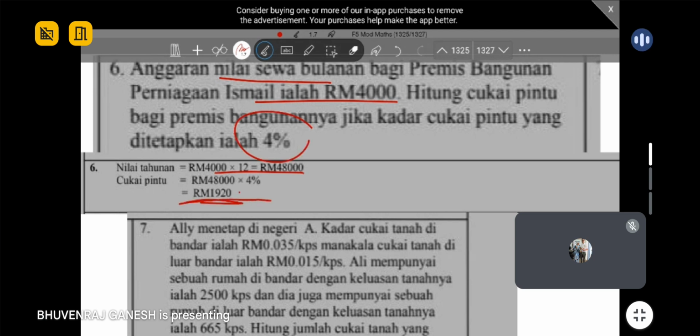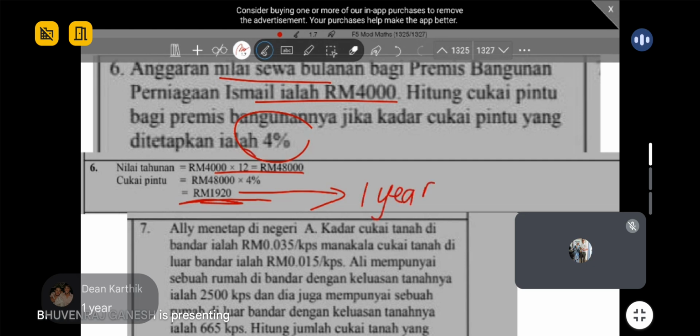Okay, guys. So can I ask you, this value you get, is it for 1 month or 1 year? The 1920, every 1 year. Can you respond? 1920. Is it for 1 month or 1 year? Which one? You think and see. It should be for 1 year. Am I right, guys? Because you already times 12 here. Means that your calculation is already in terms of year. No more months already.